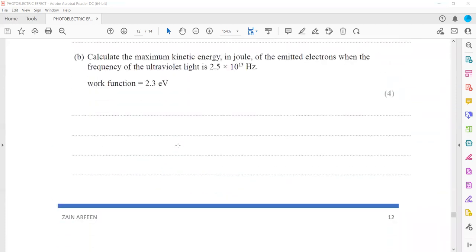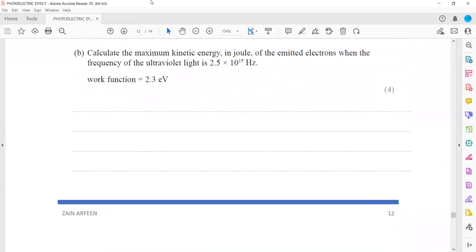The next one is: calculate the maximum kinetic energy in joules of emitted electron when the frequency of ultraviolet light is 2.5 gigahertz and work function is 2.3. First, what we have to do, because energy of a photon is equal to work function plus kinetic energy. That's a formula, the Einstein photoelectric equation.